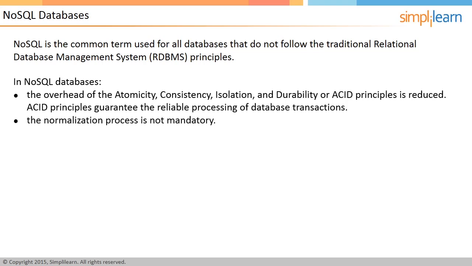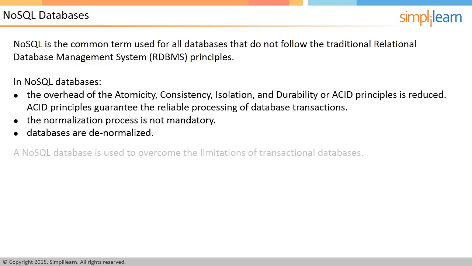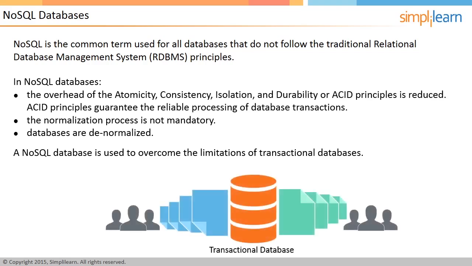The process of normalization is not mandatory. With big data, it is difficult to follow RDBMS principles and normalization. NoSQL databases prefer denormalized databases. Due to the transactional database requirement of RDBMS, the relational databases are not able to handle terabytes and petabytes of data. A NoSQL database is used to overcome the limitations of transactional databases. The image represents people uploading the data and reading the data from a transactional database.